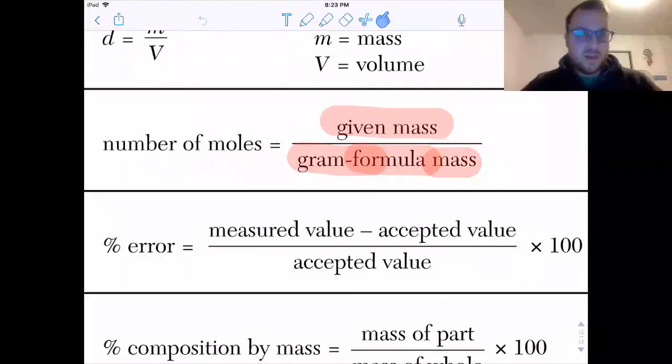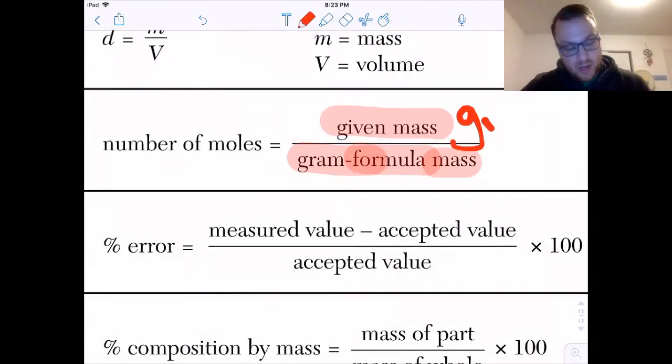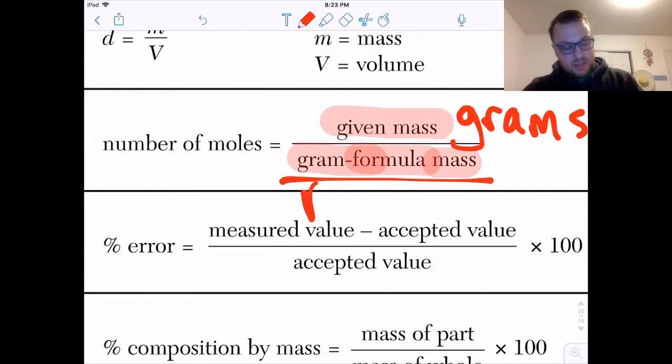Gram formula mass is periodic weight. I should just say periodic mass. So the weight from the periodic table. Add up all the atoms. How much does it weigh? Oh, it's more than 1 mole. It's less than 1 mole. That's what you're trying to figure out.